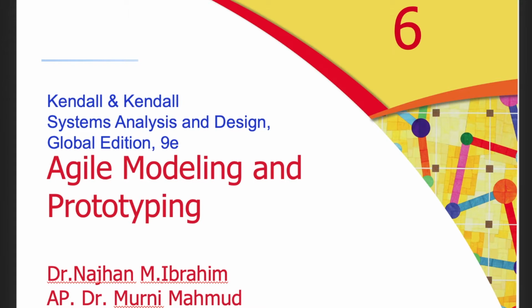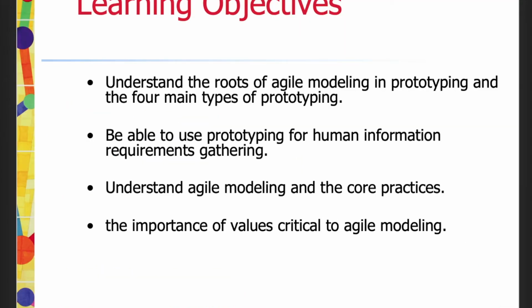Next, we're going to cover chapter number 6, Agile Modeling and Prototyping. This is the learning objective that we're going to cover in this chapter. The first one, we need to understand the role of Agile Modeling in prototyping and the 4 main types of prototyping. Second, be able to use prototyping in human information requirement gathering, how to gather the information and put into the prototype. Next, understanding Agile modeling and the core practice. What is the main core practice in Agile modeling? Lastly, the importance of the value critical to Agile modeling.